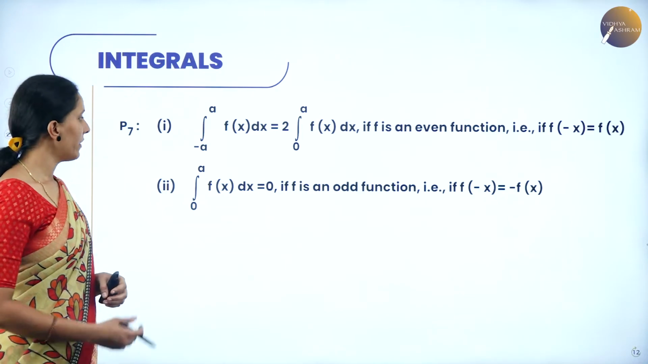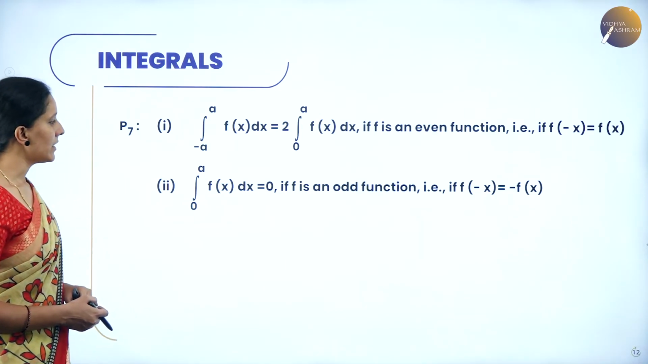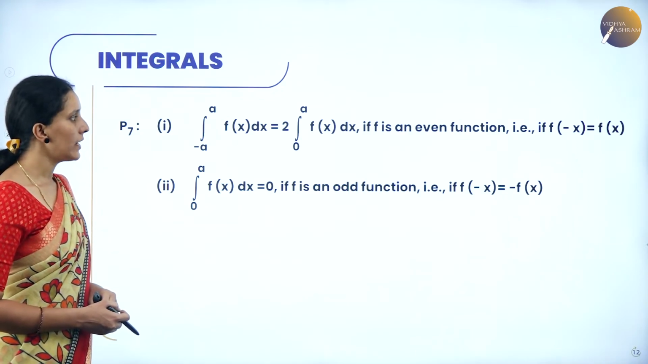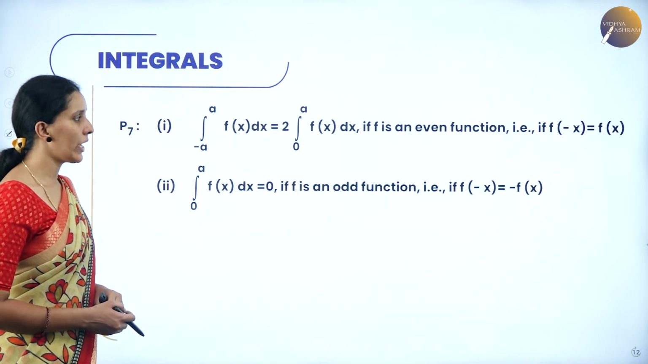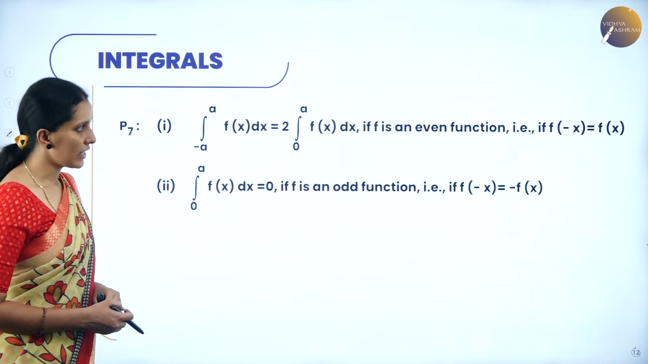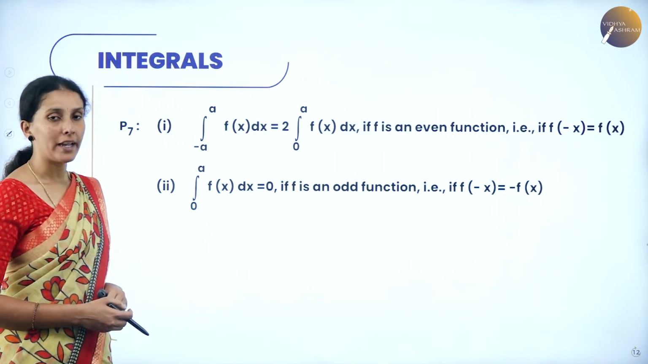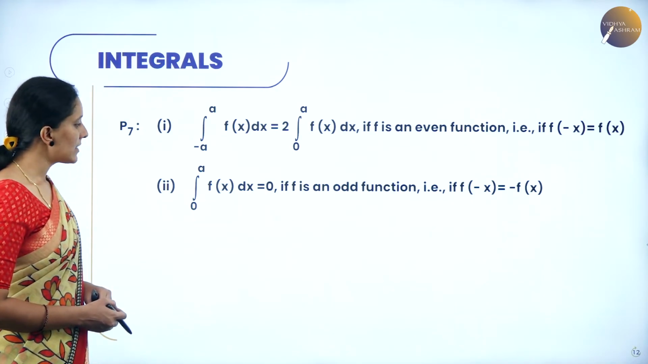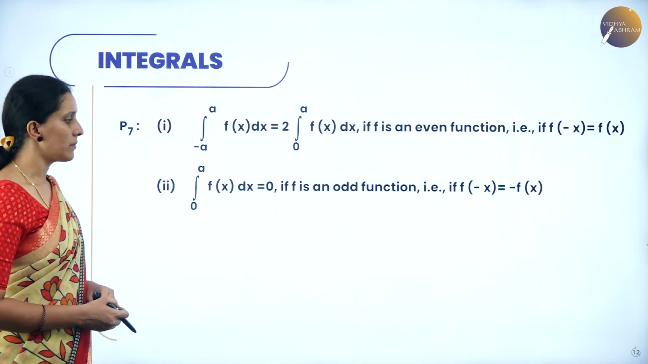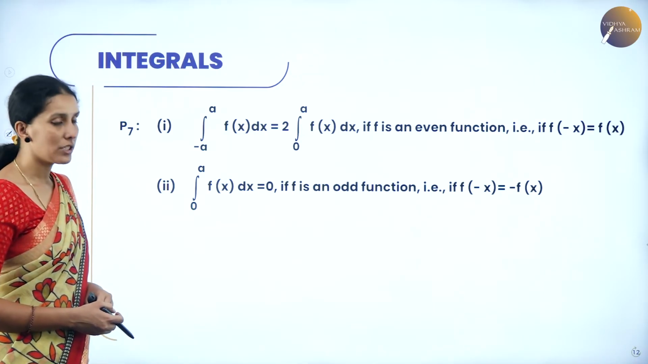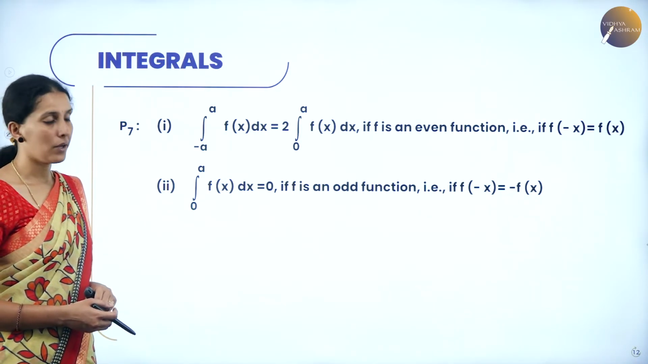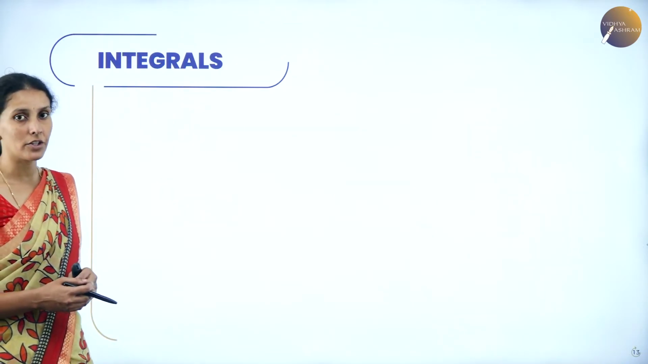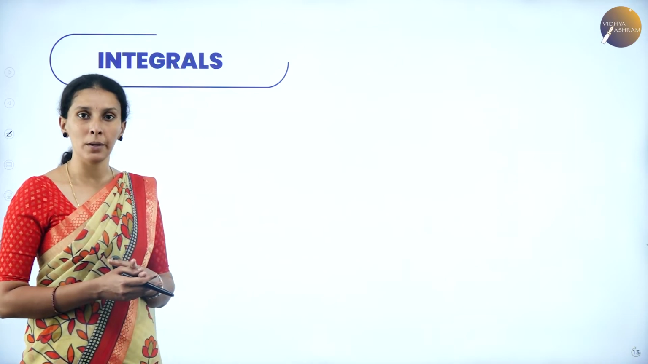So next property we have here P7, that is integral minus a to a f of x dx is equal to 2 times 0 to a f of x dx if f is an even function, that is f of minus x is equal to f of x, and integral minus a to a f of x dx becomes 0 if f is an odd function, that is f of minus x is equal to minus f of x. So let me explain what is an even function and what is an odd function before solving the property.